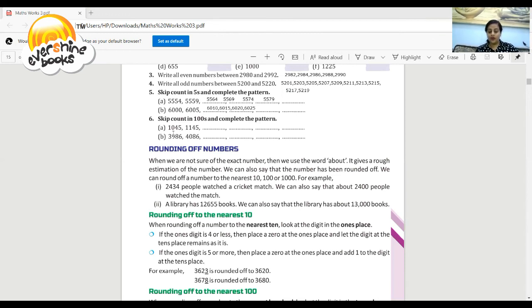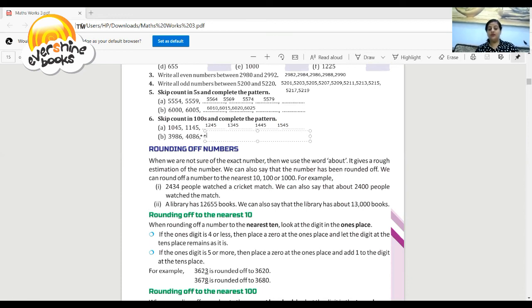Counting in hundreds means you have to add 1 at the hundreds place like this. Like 10 is there, 0 is there, then it comes 1. Now we will just put 1 as it is, but 1 will become 2. 45 as it is. Next will be 1, 3, 3, and then 45 as it is. 1, 4, and 45 as it is. Then 1, 5, and 45 as it is. This is the answer.